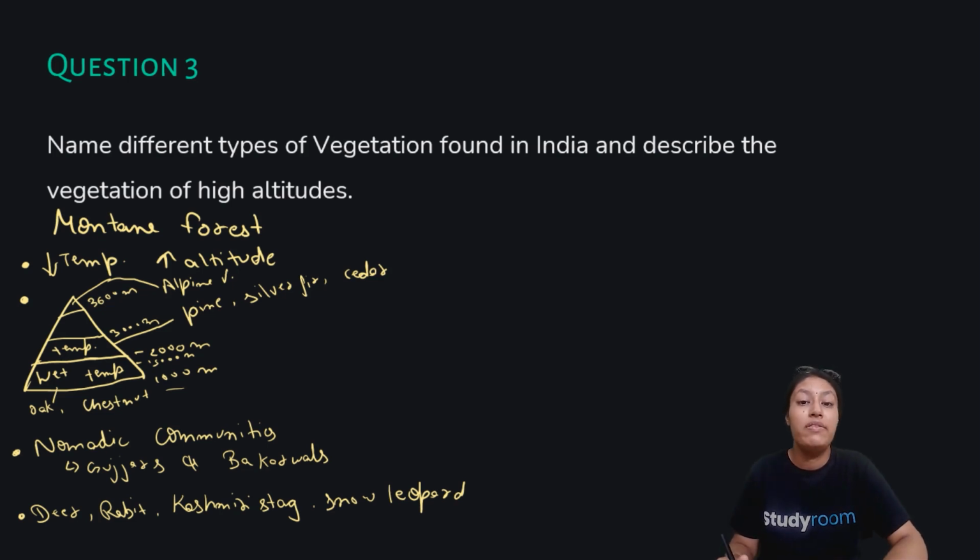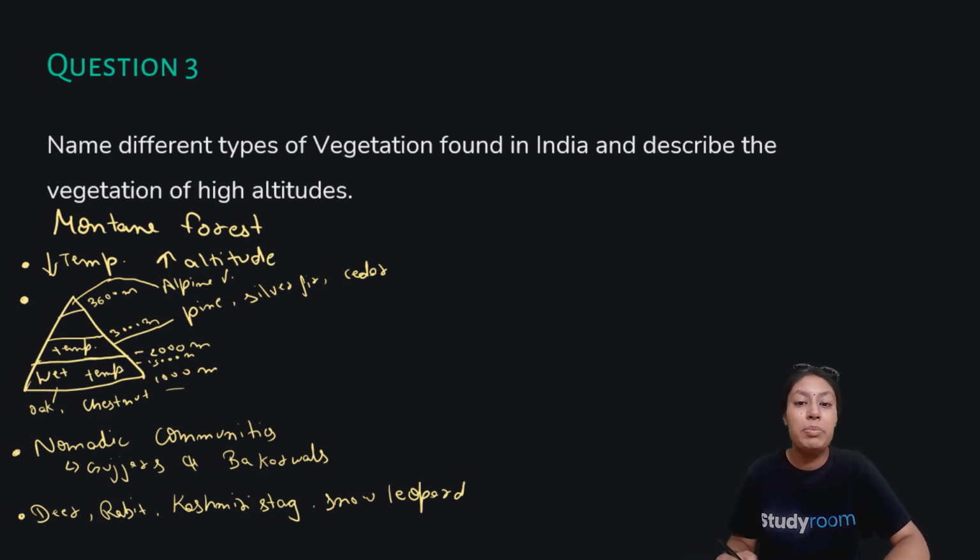Moving further, we have temperate forest, which is found at a height of 1,500 to 3,000 meters, and the trees seen here are pine, silver fir, and cedar. As you go above, there is loss of vegetation that you will see, but at a height of around 3,600 meters above sea level, we find alpine type of vegetation.